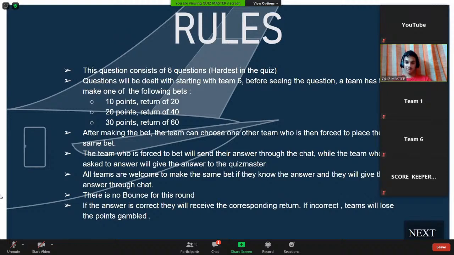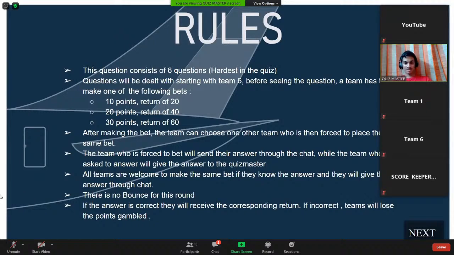All the teams that pounced will answer the question with the same odds. Then the team that was forced to bet will answer the question. And finally, the team whose direct question this is will give us the answer verbally on the chat. There is no bounce for this round. There is no passing, but you can pounce by placing bets.